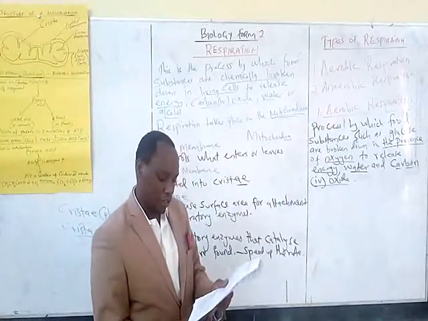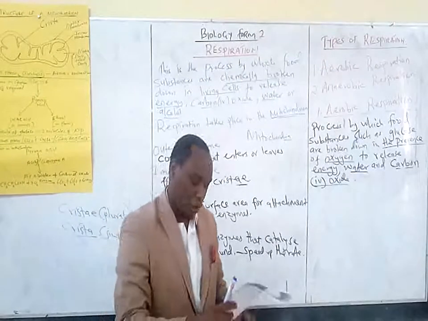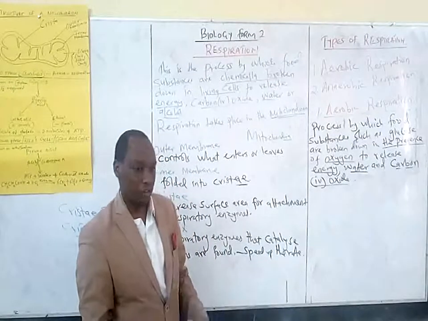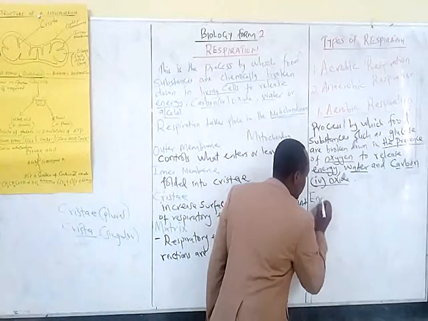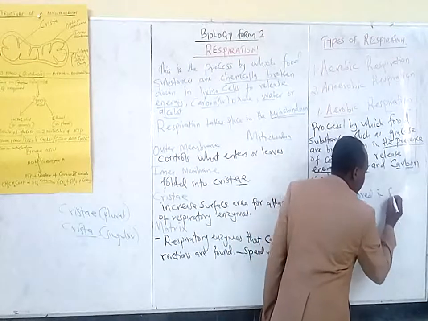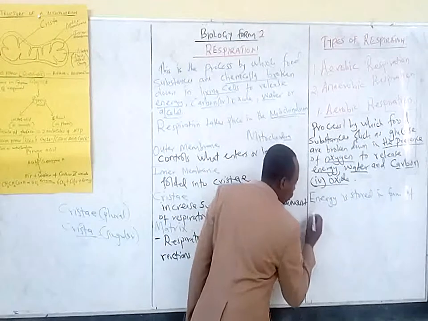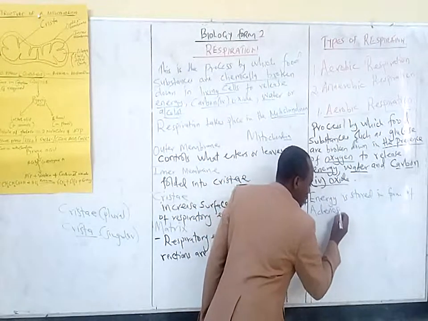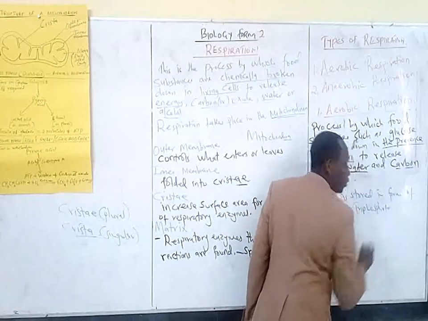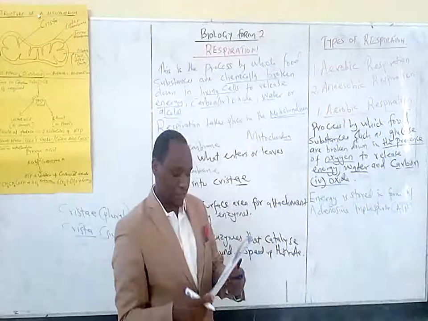The other thing I need to mention here is that this energy is stored in the form of a chemical substance called adenosine triphosphate, which is abbreviated as ATP. That is how energy is stored after respiration.